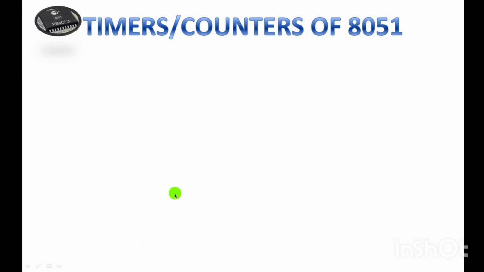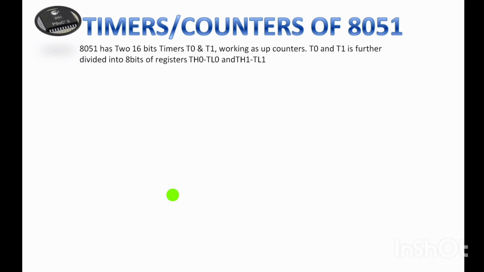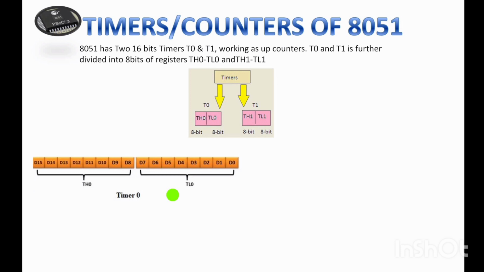Hello everyone, in this video I am going to explain about timer registers in 8051. In 8051 we have two timer registers. Those are 16-bit registers named T0 and T1. Those are further divided into two 8-bit registers, TL0, TH0 for T0 and TL1, TH1 for T1. So TL0 is the lower 8-bit register of T0, TH0 is the higher byte register of T0. Likewise, TL1, TH1 for T1.